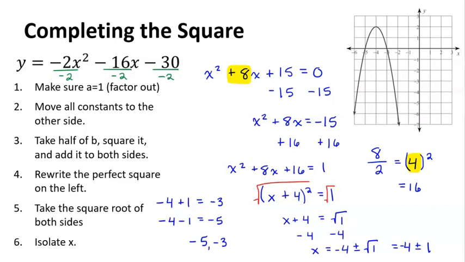Sometimes they'll ask you to put it in set notation. It just kind of depends on what test you're taking and who made your test. And then here, when we look at it graphed, we can see that our solutions are at negative 5 and negative 3. And we can also see that completing the square is also a good way to find our axis of symmetry, which is x equals negative 4, as this would be our axis of symmetry.